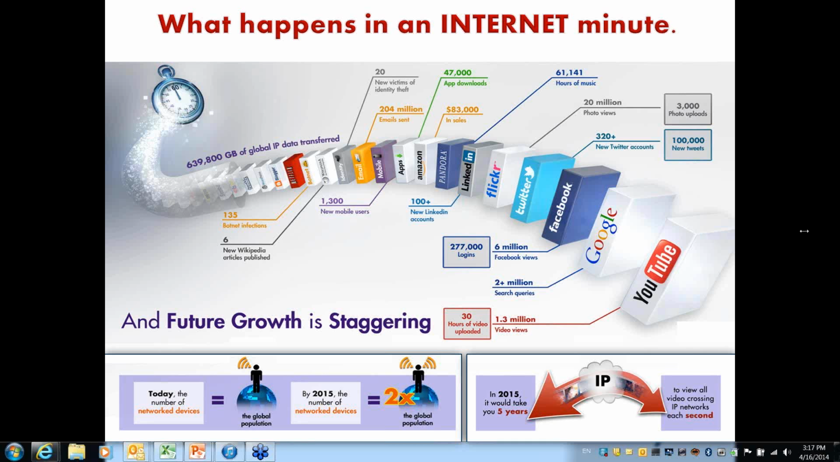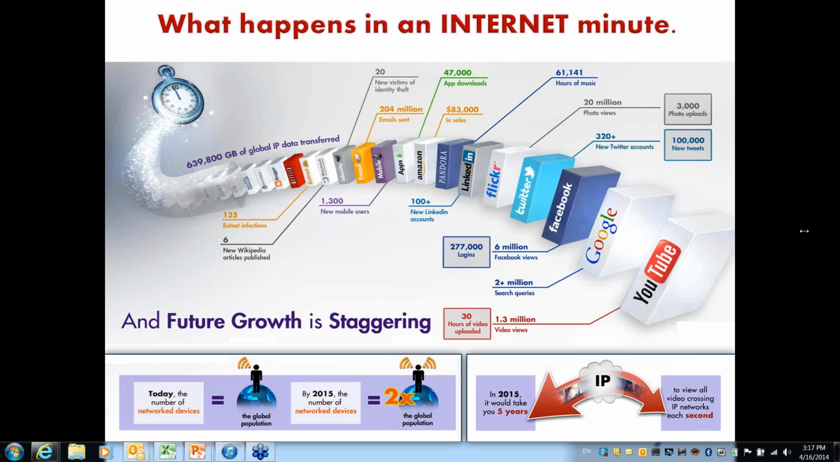So if you see the right bottom, if you want to just pick 1 minute of video that is streamed on the internet, for a person to view that, it takes 5 years. That's what it is currently. So for 1 minute of video at the current state, a person requires 5 years to view the entire video. That's how many videos are being viewed at this point in time.